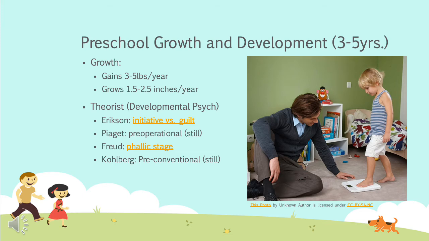The theorists for a couple of stages have changed. So Erikson, they are now in the initiative versus guilt stage, where before it was autonomy versus shame and doubt. Piaget, they've stayed the same, still preoperational. Freud, they have changed. They were in the anal stage as a toddler, and now they're in the phallic stage as a preschooler. And Kohlberg, they've stayed the same. Preconventional stage is still there. So they're the same videos, but I've just fast forwarded to that particular stage if applicable.